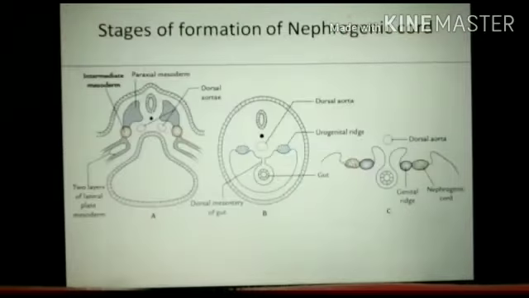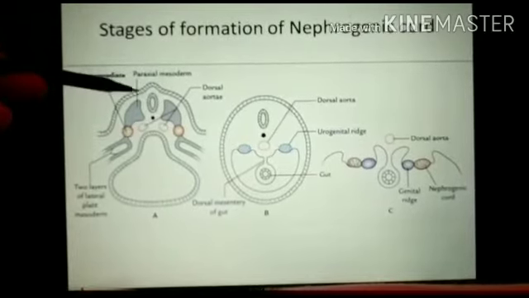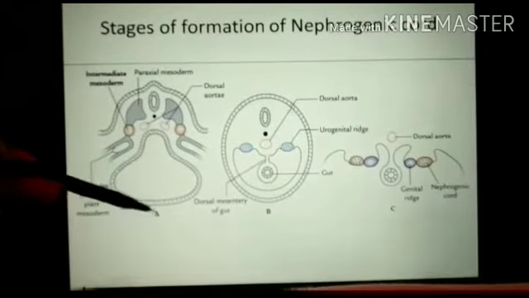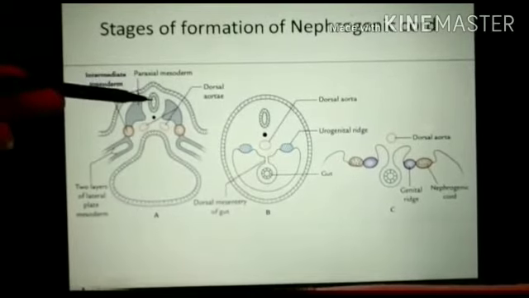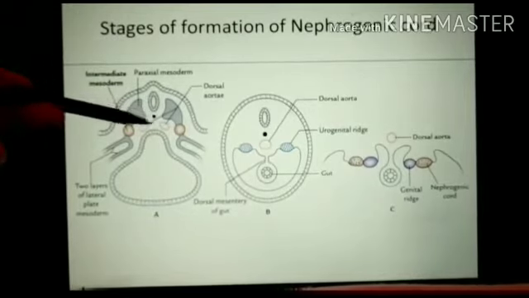Now what is intermediate mesoderm? As we know, if we see the cut section of the embryo, this is the dorsal part and this one is the ventral part. On the dorsal surface, this is neural tube, this is notochord, and this is dorsal aorta.